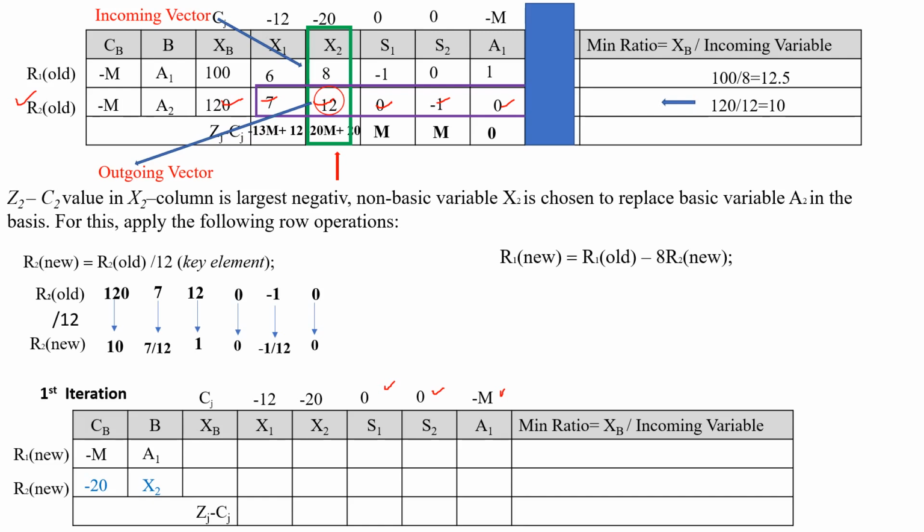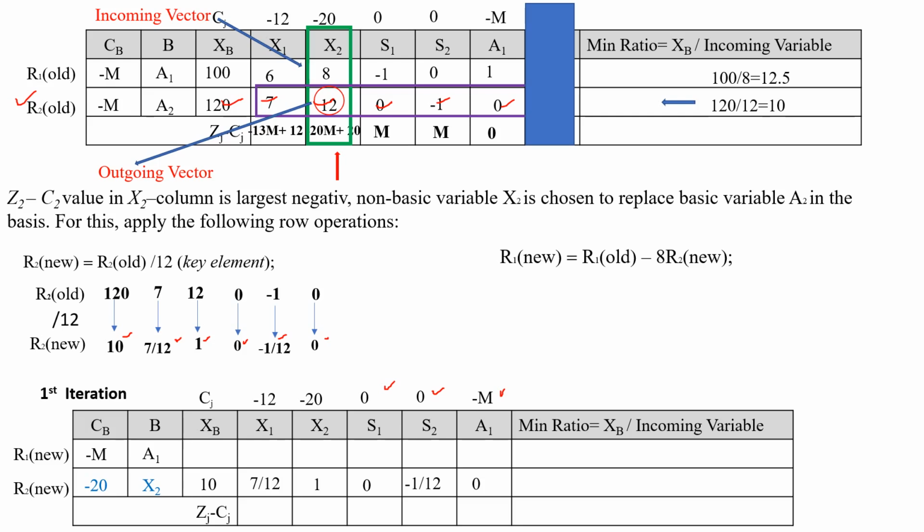So 120 by 12 is 10. And 7 by 12 is 7 by 12. And 12 by 12 is 1. 0 by 12 is 0. Minus 1 by 12 is minus 1 by 12. 0 by 12 is 0. Then enter these values in the second row of the new simplex table.